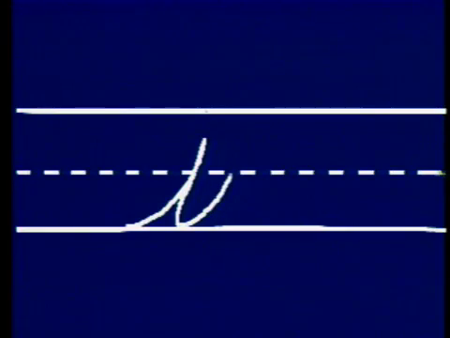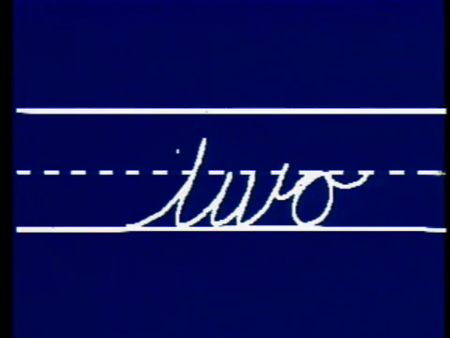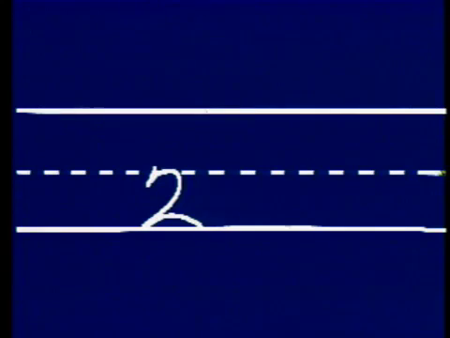Now let's take a look at the number 2. First the letter T, then the letter W, and the letter O. Cross the T to complete the number word 2. The number 2 begins slightly above the midline with a little touch down, then a curve forward and slants to the baseline, and then a little curved line for the finish.